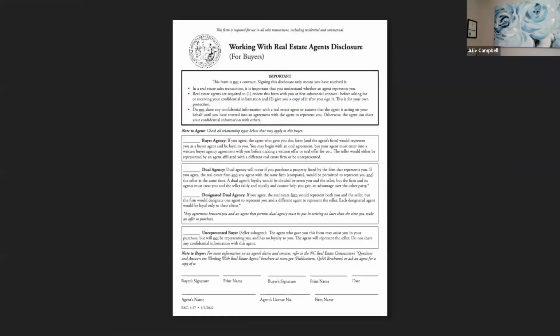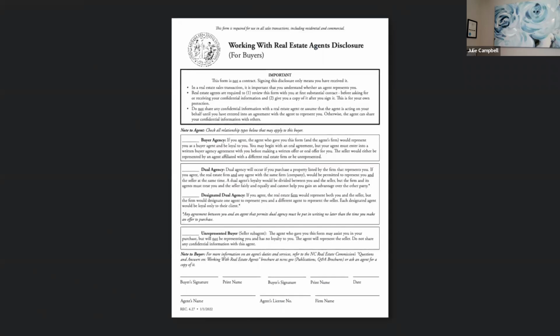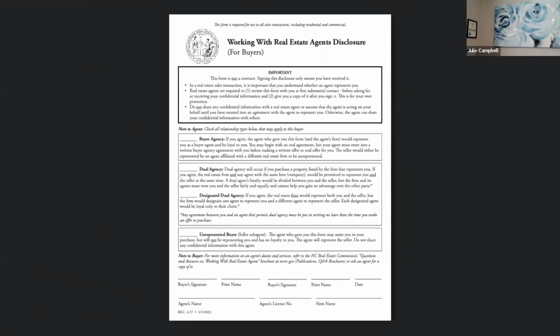The Real Estate Commission has developed a disclosure form called Working with Real Estate Agents to help you understand the different kinds of agency relationships. The form emphasizes the importance of not sharing confidential information with an agent until you know the agent represents you. The Real Estate Commission requires every real estate agent to review this disclosure form with you and to ask you to sign it before receiving any confidential information from you or assisting with your purchase.